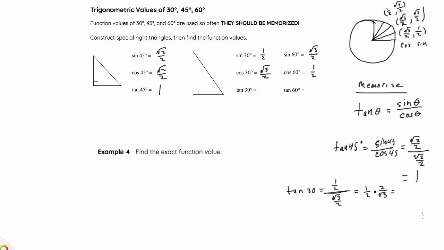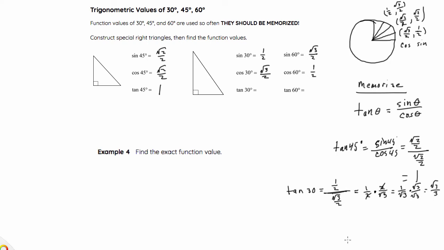And then you simplify stuff. So notice we have a 2 in the numerator and denominator. Those can cancel out nicely, and we are left with 1 over root 3. However, we cannot leave the root 3 on the bottom, so we will multiply by root 3 over root 3. Okay, and we will get root 3 over 3. And there's our answer for tangent of 30.